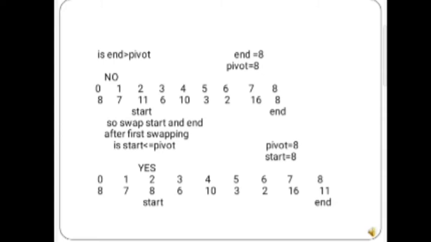After the first swap, the condition is start is less than or equal to pivot. Here pivot is 8 and start is 8. So start is equal to pivot, so the condition is true. So the start will increment by one place. We can observe here.